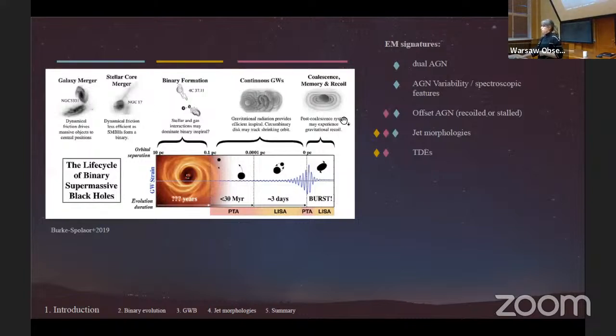Each of the stages is related to, or can be related to, some electromagnetic emission. For example, we can see dual AGNs when, in X-rays or in radio, we have both cores visible, like in this picture. We can have AGN variability and some spectroscopic features related to the orbital motion. And also orbital motion can distort and make jets do weird stuff for black holes which emit jets, either one or two of them.